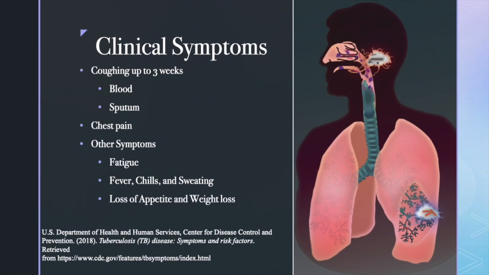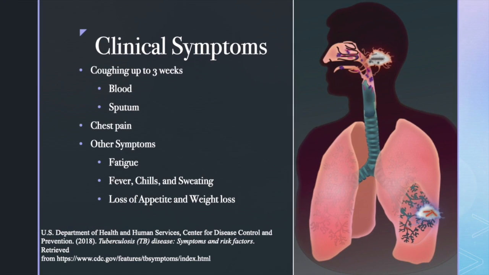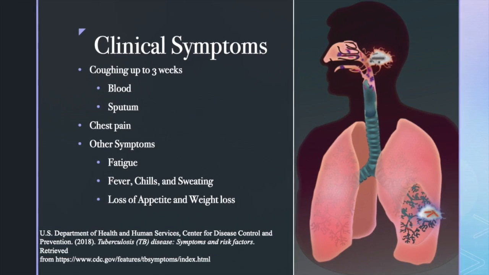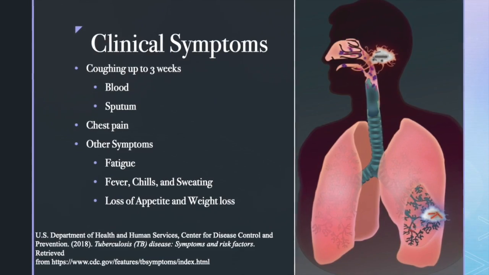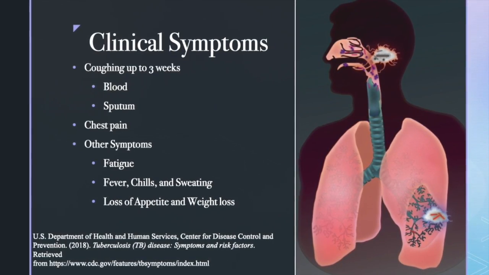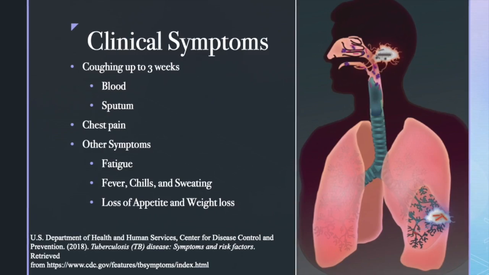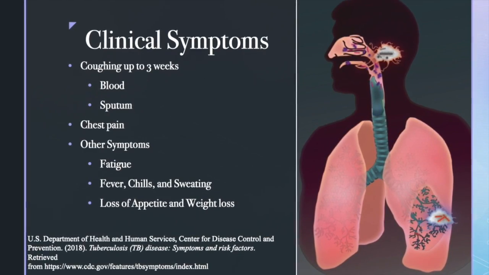Clinical symptoms. Some of the clinical symptoms of tuberculosis that are most commonly found when the TB bacteria are growing in the lungs include a horrible cough that can last for up to 3 weeks or longer, chest pain, and coughing up blood or sputum.